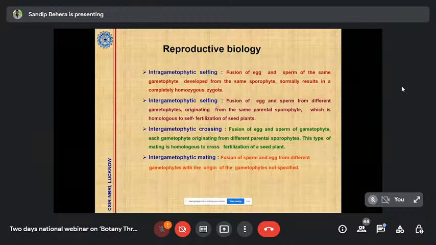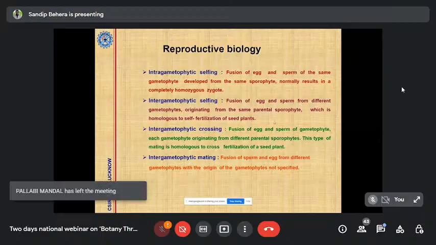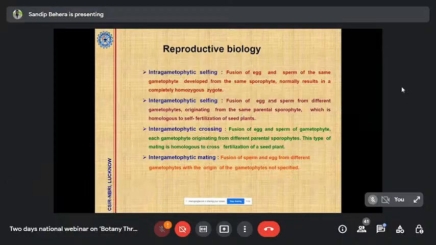Second, intergametophytic selfing. In intergametophytic selfing, suppose in a petri dish, different gametophytes are there, more than one gametophyte, not different types of the single species. So many gametophytes are there, and maybe from one gametophyte the antheridia sperm will fertilize the ovum of the other gametophyte of the same petri dish. So this is called intergametophytic selfing because it is of the same parent, in the same parent, fertilization taking place.